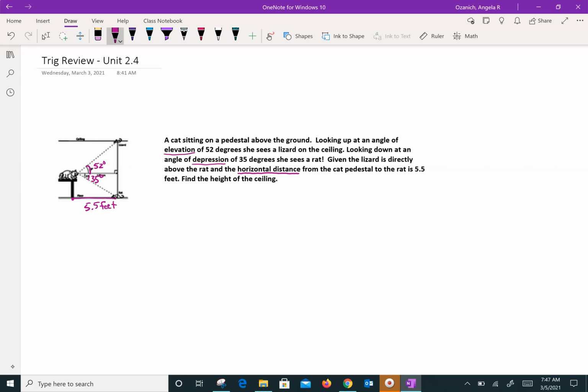Well, we really have two problems to solve, right? We really have two right triangle trig problems to solve. One of our right triangle trig problems is from the cat to the lizard, and the actual height from the ceiling to this point. Let's call it x. Just that little piece right there. We do know that this horizontal distance here is going to be the same as the horizontal distance on the floor. So we know this is 5.5 feet.